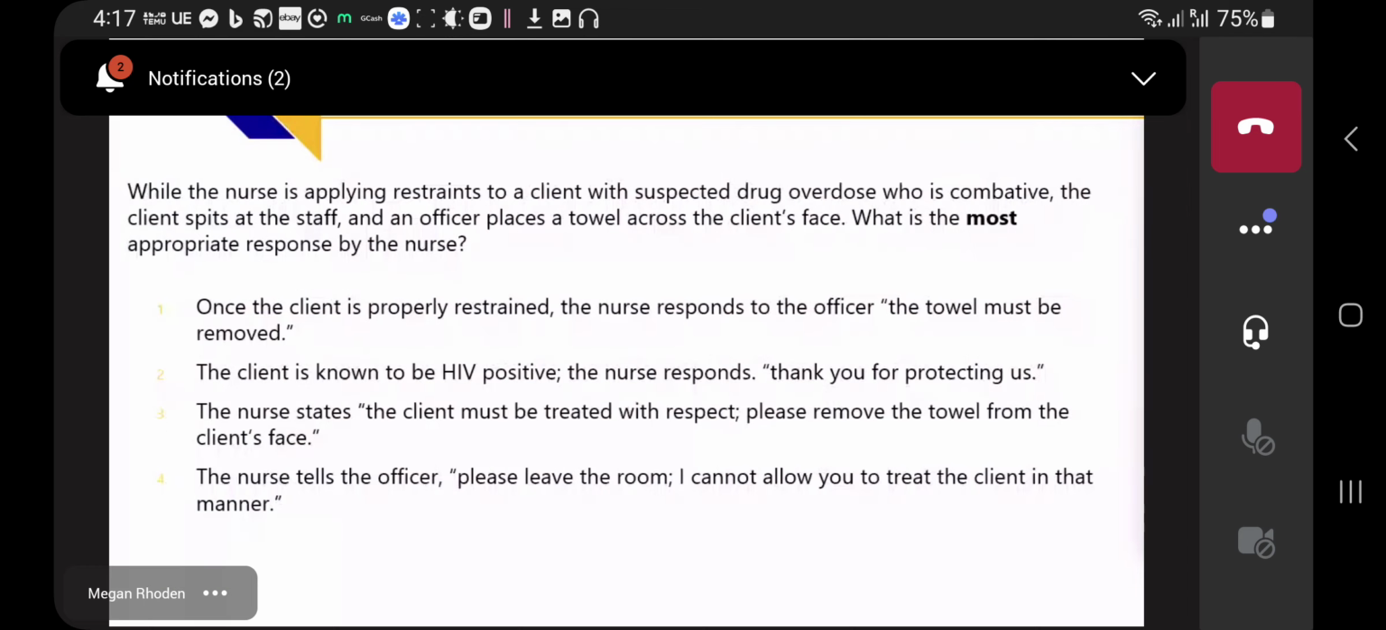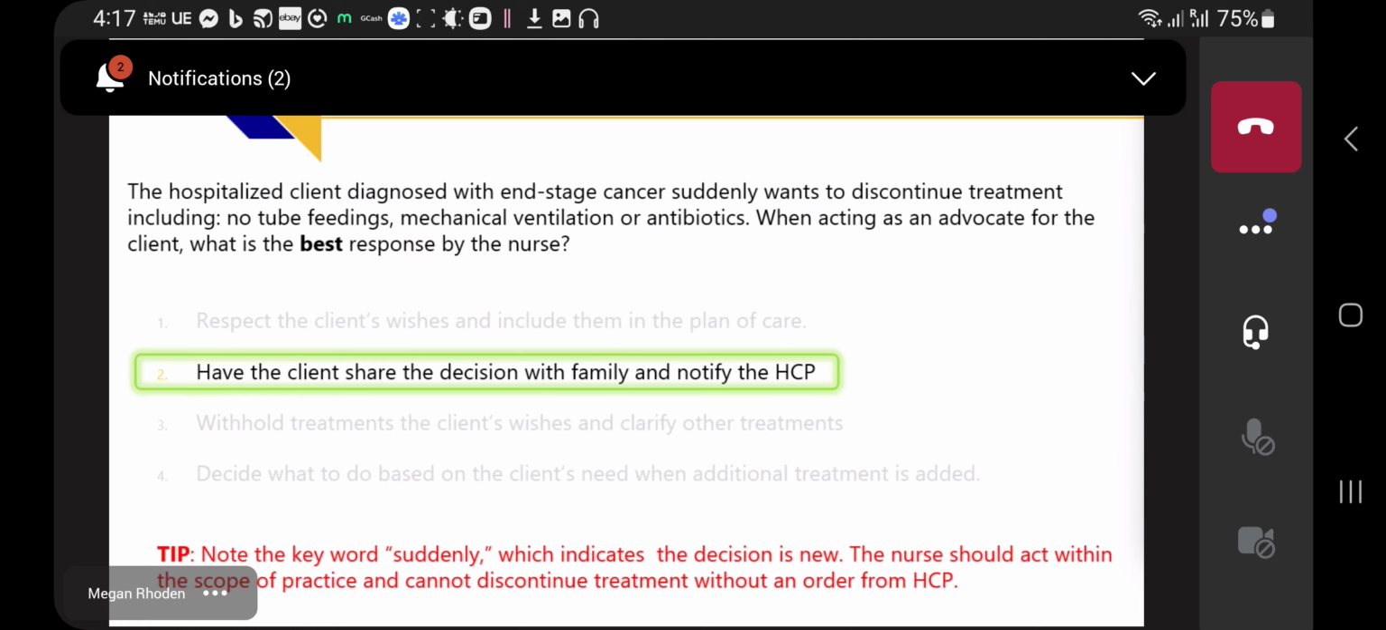Alrighty, guys. So let's move on to question number 2. Somebody says, I personally think since there's an involvement in the plan of care, the HCP will be involved. Yes, the physician has to be involved in the client's plan of care. That's why we're notifying them.